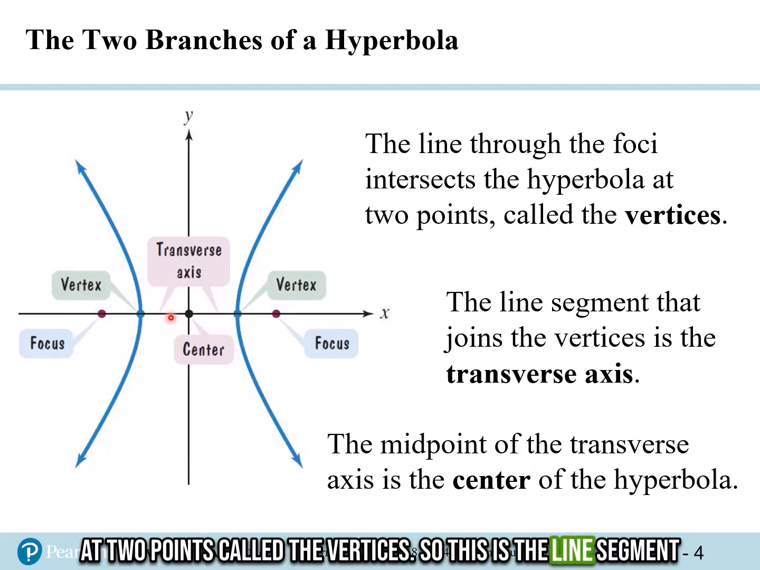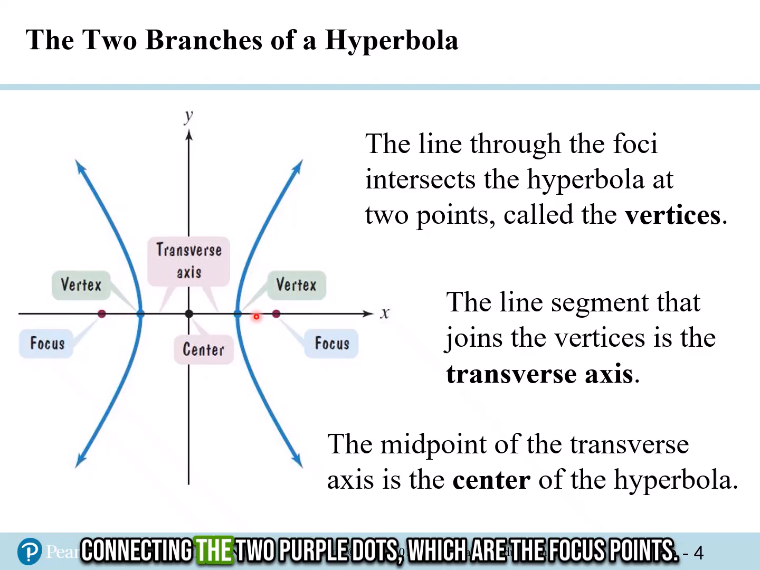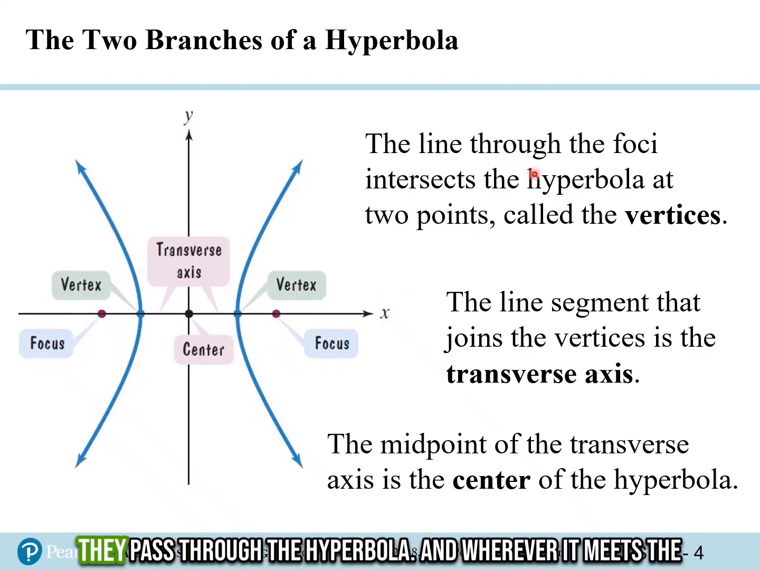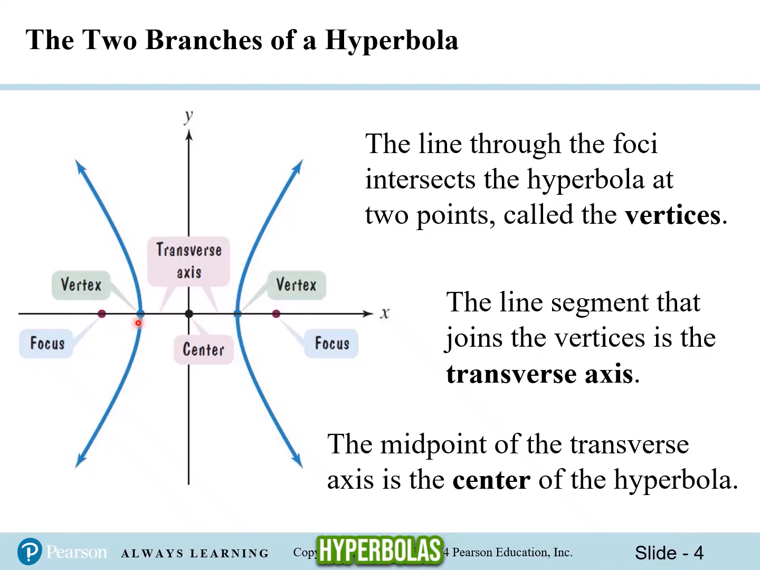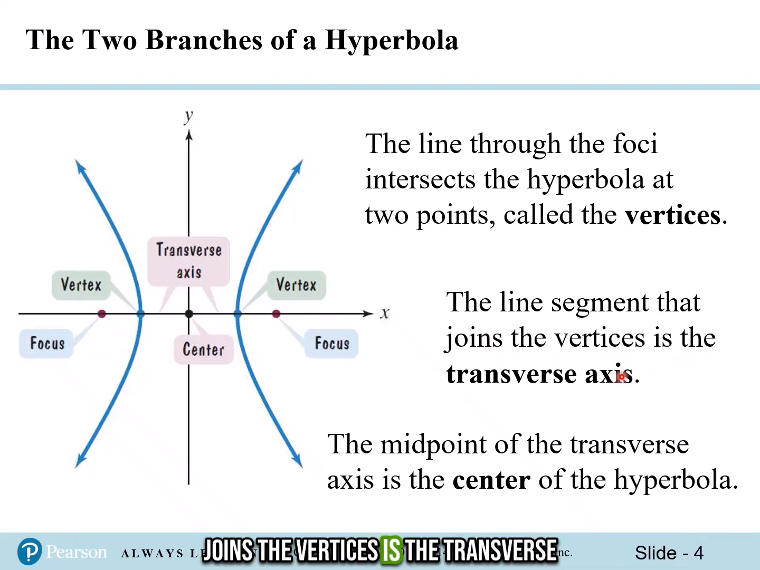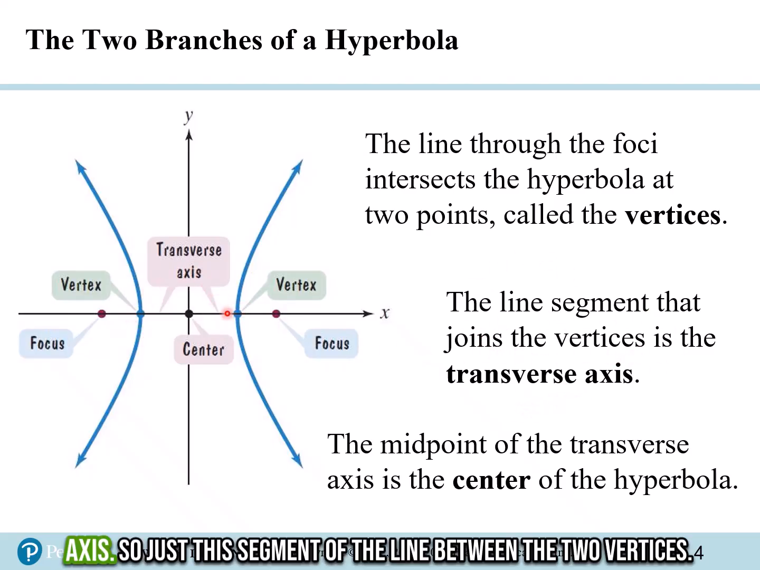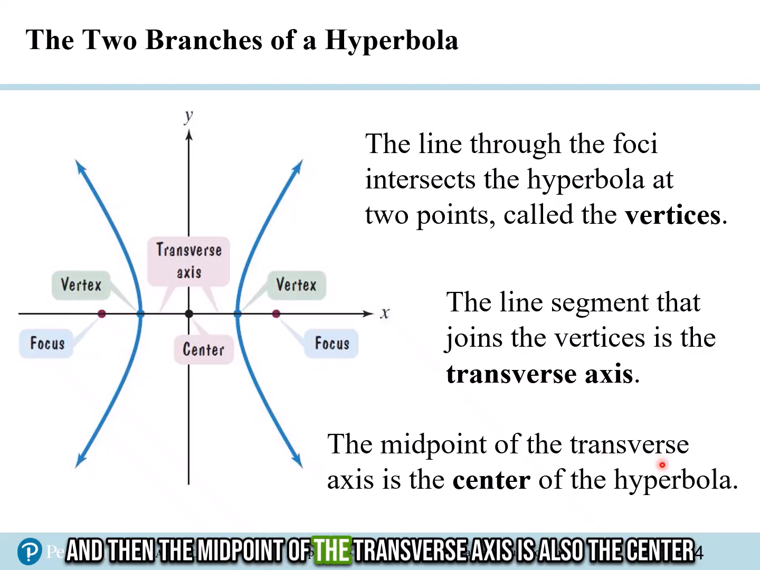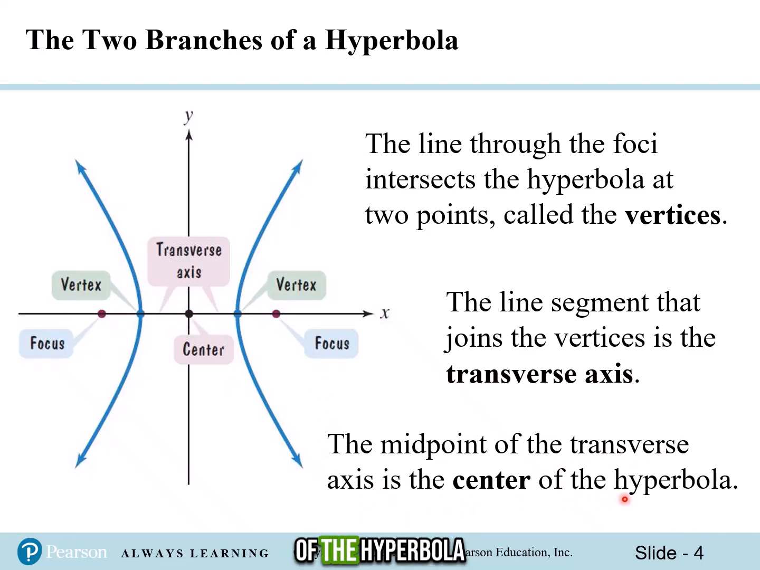So this is the line segment connecting the two purple dots, which are the focus points. They pass through the hyperbola, and wherever it meets the hyperbolas, those points are known as the vertices. The line segment that joins the vertices is the transverse axis. So just this segment of the line between the two vertices. And then the midpoint of the transverse axis is also the center of the hyperbola.